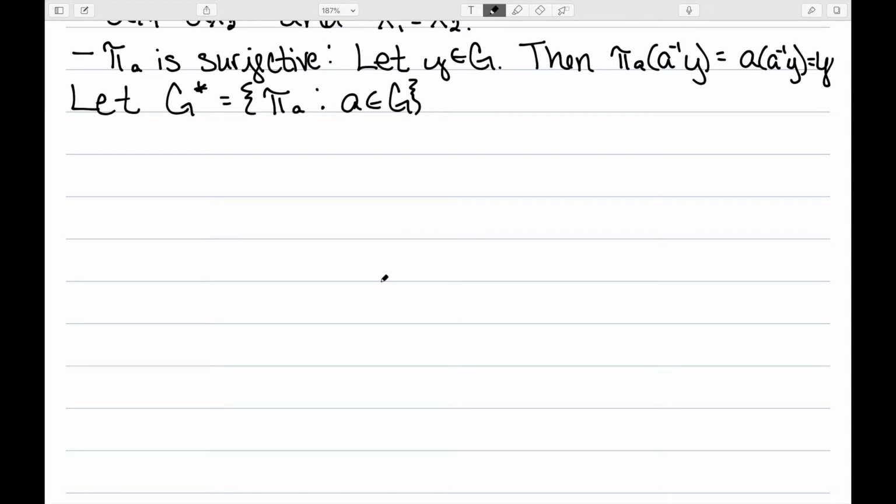Therefore, I need to show G star is actually a subgroup. In order to say that it's isomorphic to a group of permutations, I need this to be a group. So we need to show this is a subgroup of all of the permutations of G. The first thing we need to show it's a subgroup is that it's closed under the group operation. So pi A composed with pi B is equal to pi of AB.